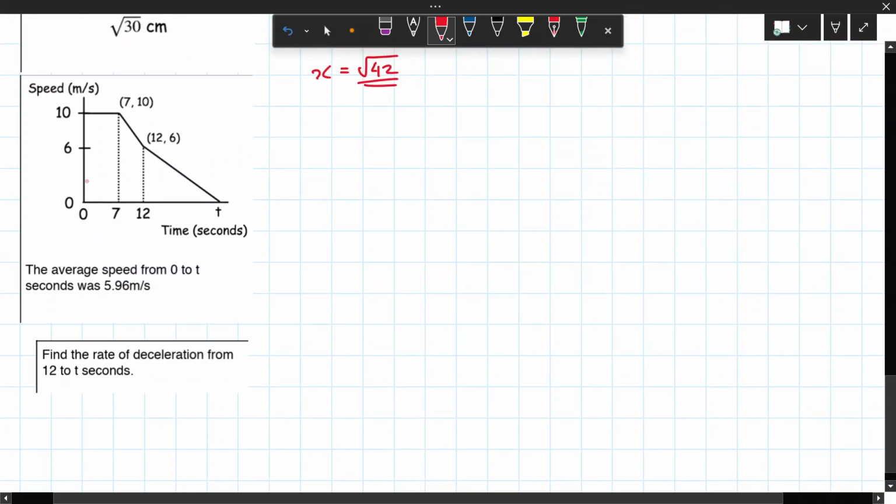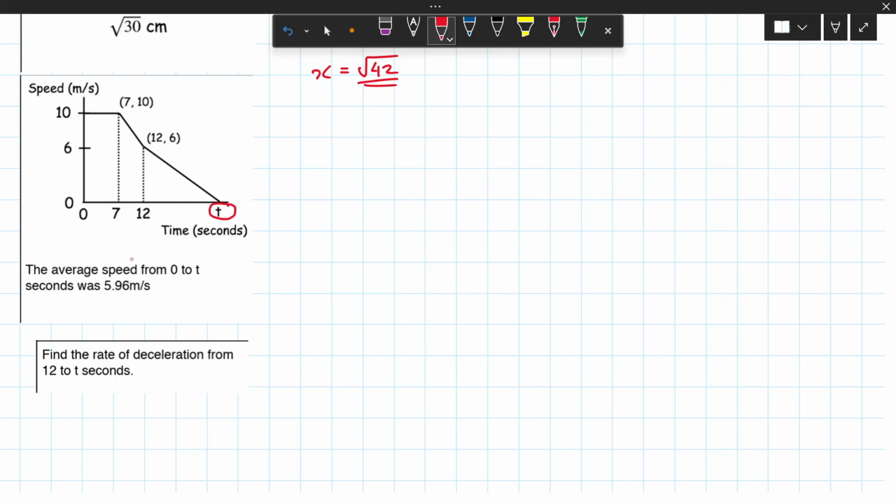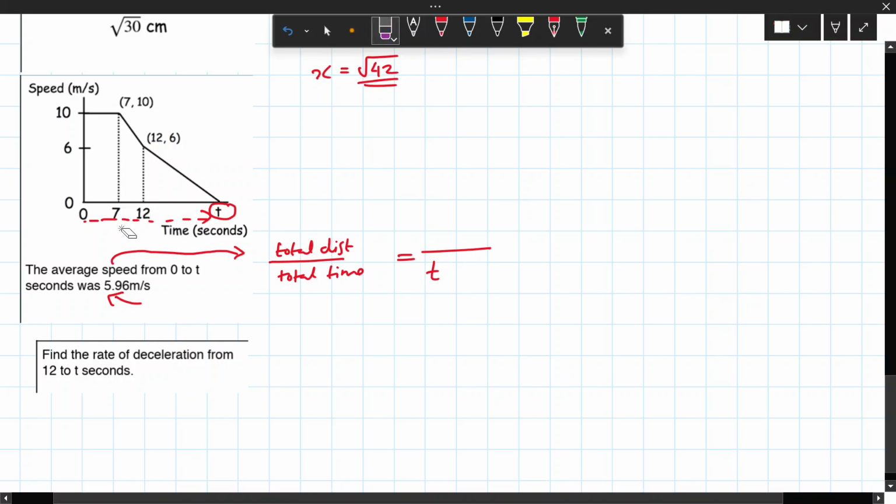Next one is an interesting question. So we need to work out what is the value of time. All we know is the average speed is 5.96. So first thing that you need to remember is, what is average speed? Average speed is total distance over total time. What is the total time? Total time is, you've taken t seconds to complete the journey. So I know total time is t. Now, do I know the total distance? Well, I don't know, but I can find out.